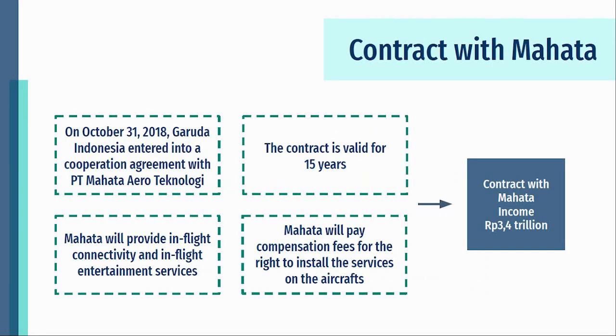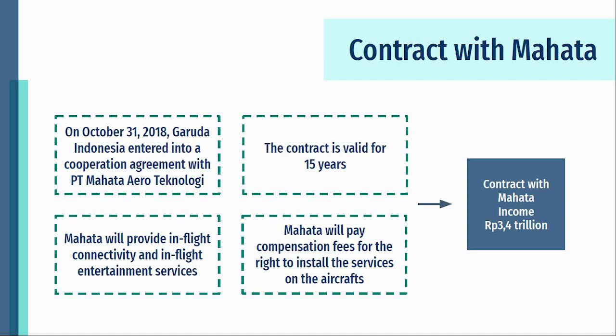And next, now let's take a look at the contract. Just like what I have mentioned before, the agreement with Mahata is related to providing in-flight connectivity or Wi-Fi on board and in-flight entertainment services. The contract is valid for 15 years, and Mahata will cover all costs from provision to maintenance. Mahata will pay compensation fees for the right to install connectivity service equipment on 203 aircrafts and the right to manage entertainment services on 99 aircrafts.